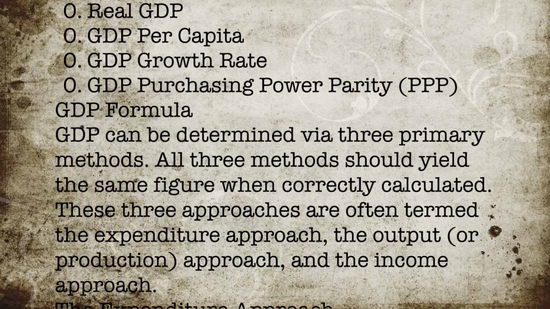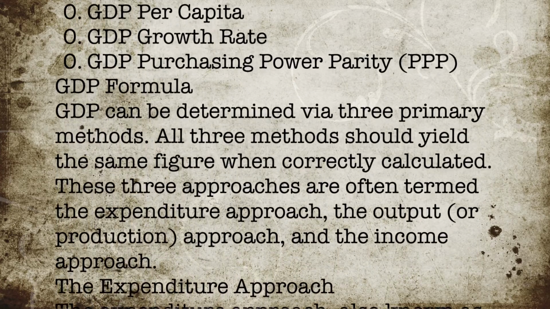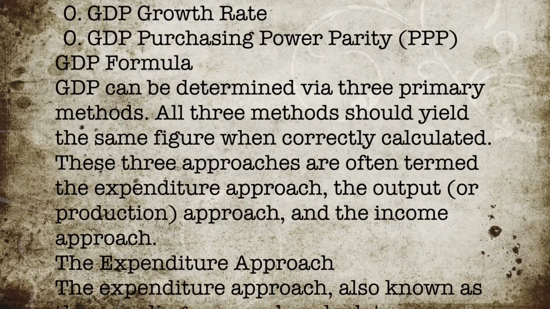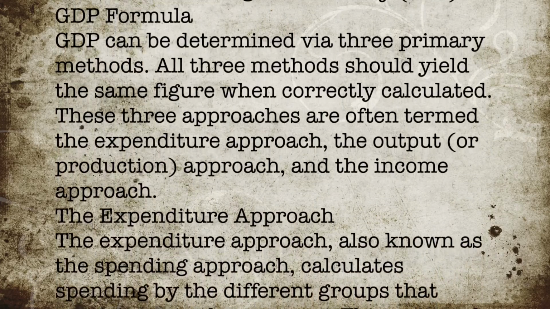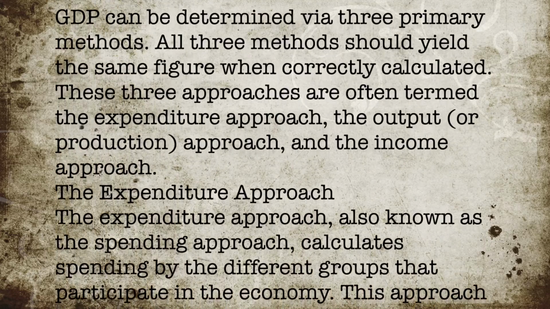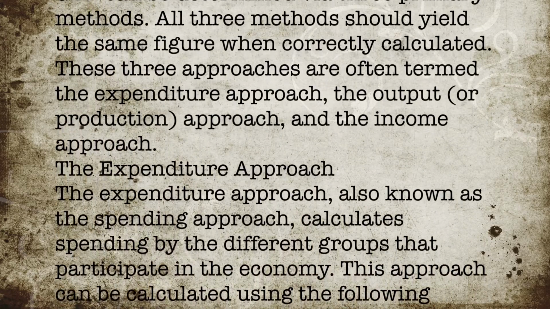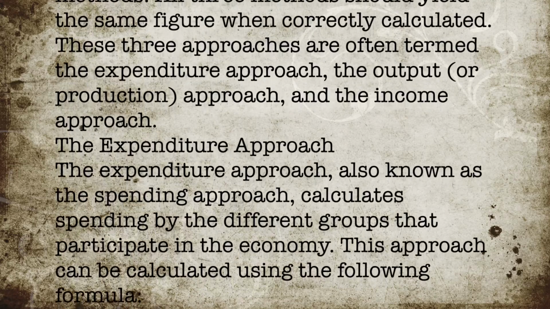Now let's talk about the GDP formula. GDP can be determined via three primary methods. All three methods should yield the same figure when correctly calculated. These three approaches are often termed the expenditure approach, the output or production approach, and the income approach.